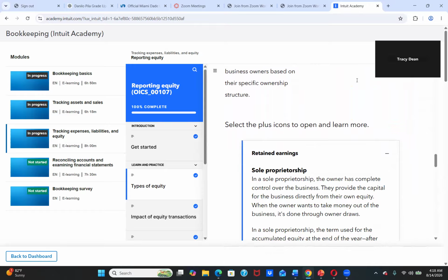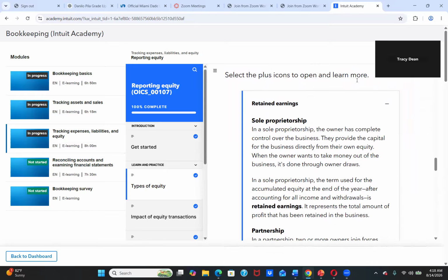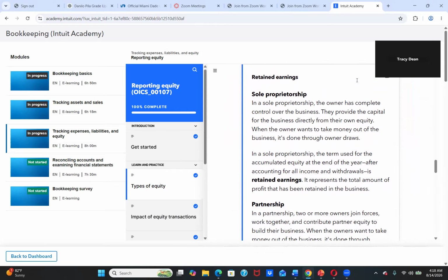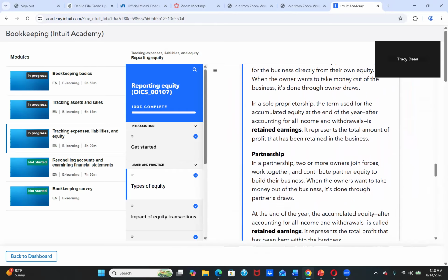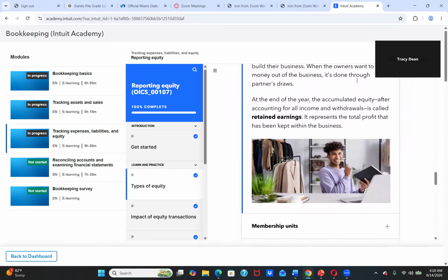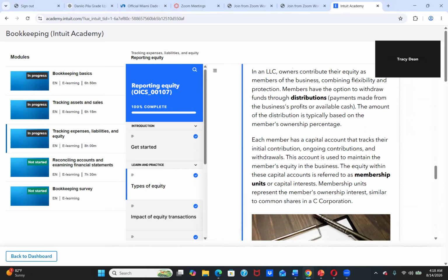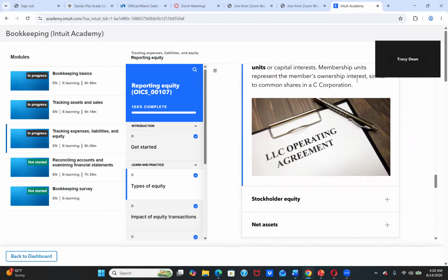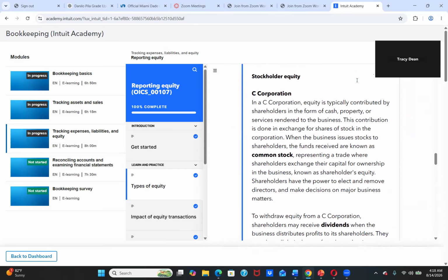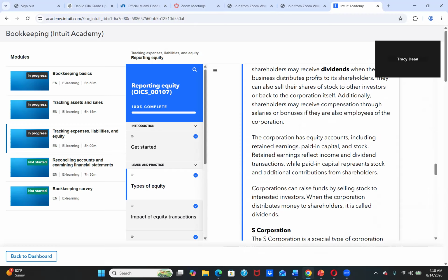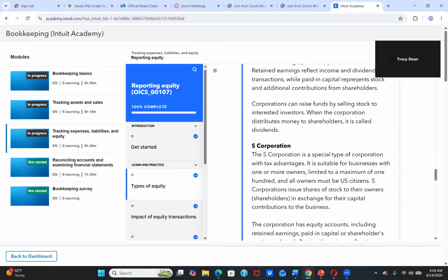So in each part, please make sure you read this inside of your course. You read the retained earnings, so proprietorship and partnership. Then also make sure you read the membership units in the LLCs. Make sure you understand the stockholders' equity, and that comes with what? The C corporations. Also, you see stockholders' equity in where? S corporations.